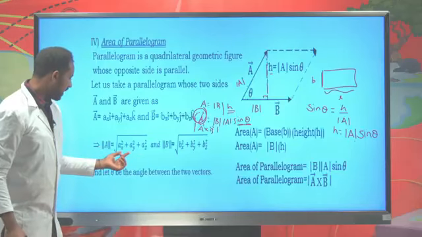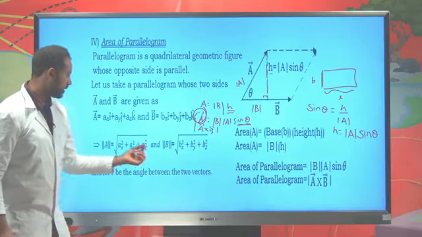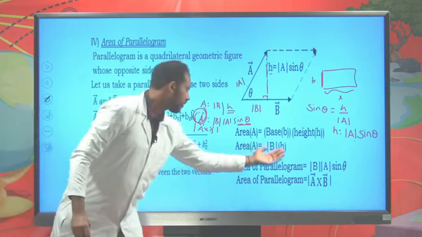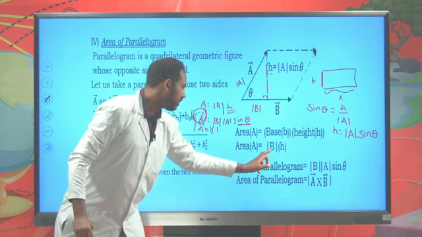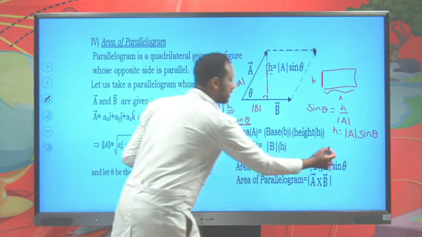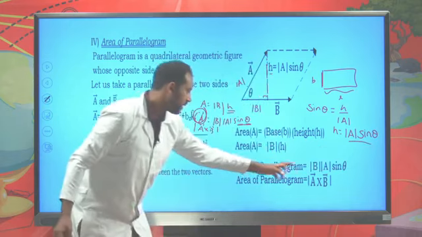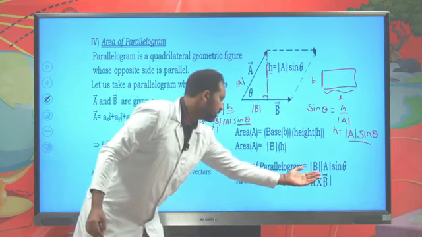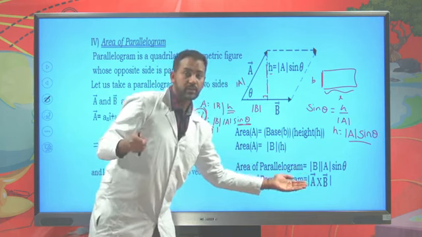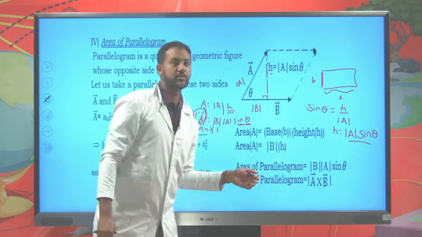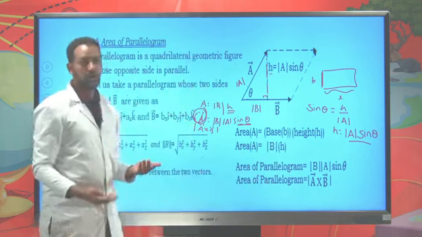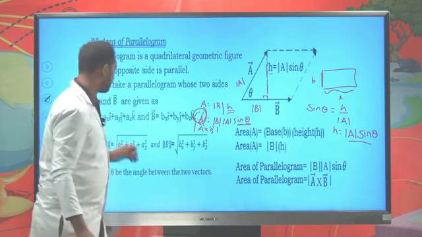Here, the magnitude of A can be determined as the square root of ax squared plus ay squared plus az squared. The magnitude of B you can determine using the same technique. And the area of the parallelogram can be given as the magnitude of B times the height. But the height, we have said, is the magnitude of A sine theta, which means you are determining the cross product of the two vectors. When you determine the magnitude of the cross product, you are finding the area of a parallelogram.